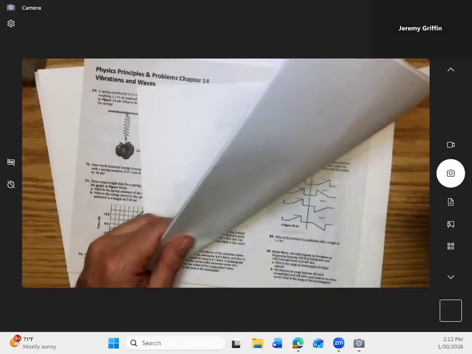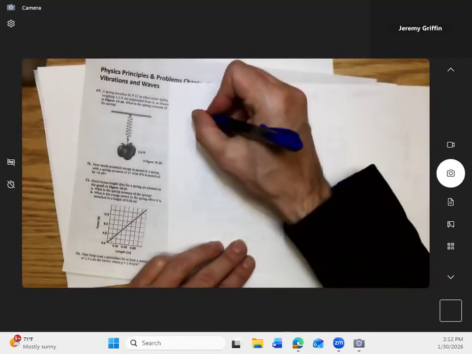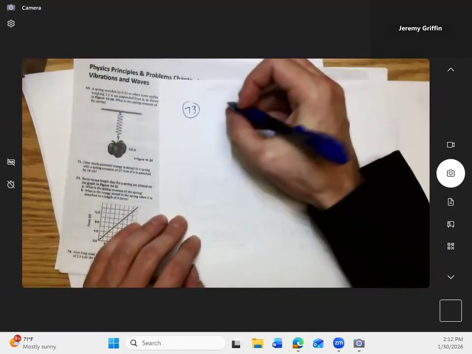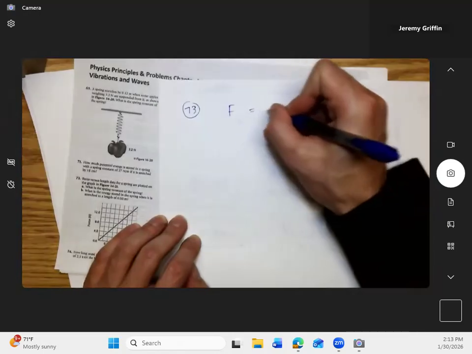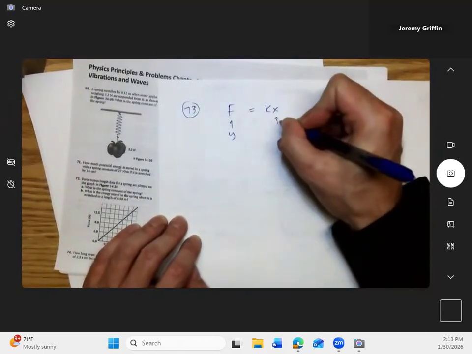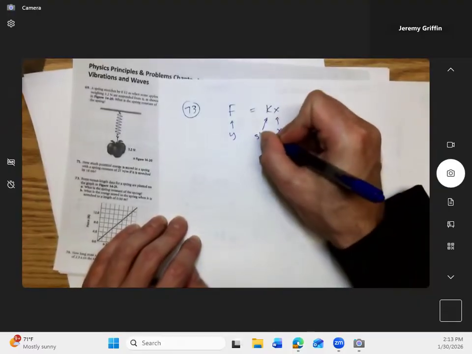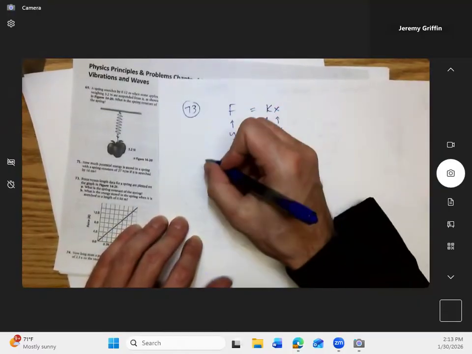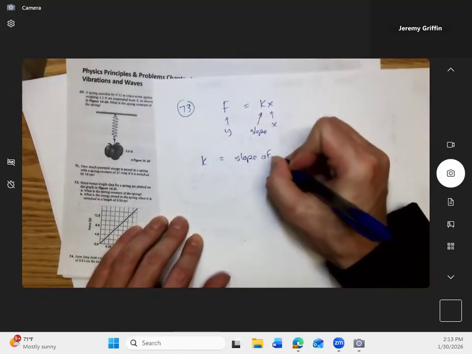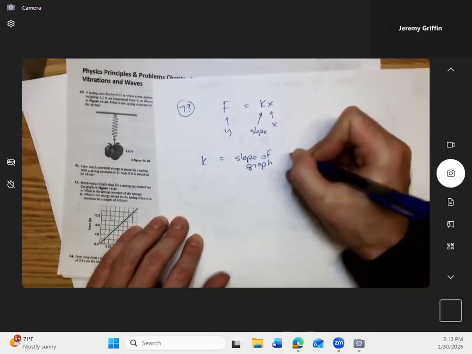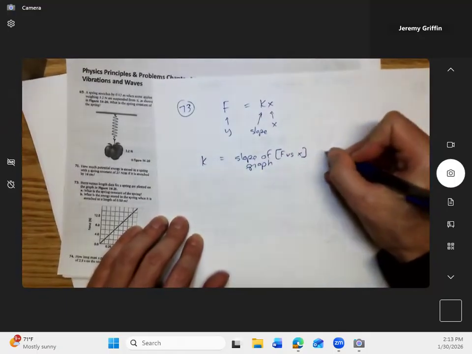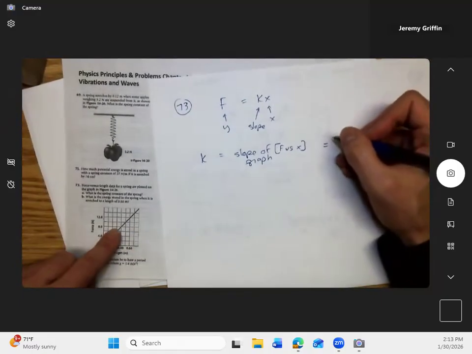Let's do some Hooke's law here. F equals kx is the guiding equation. Here's your y-axis, here's your x-axis, and the slope represents the spring constant. So k equals the slope of the graph, an F versus x graph.